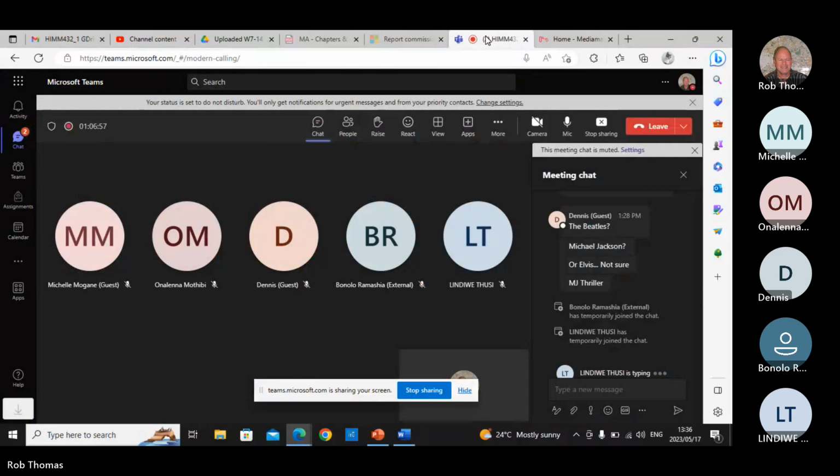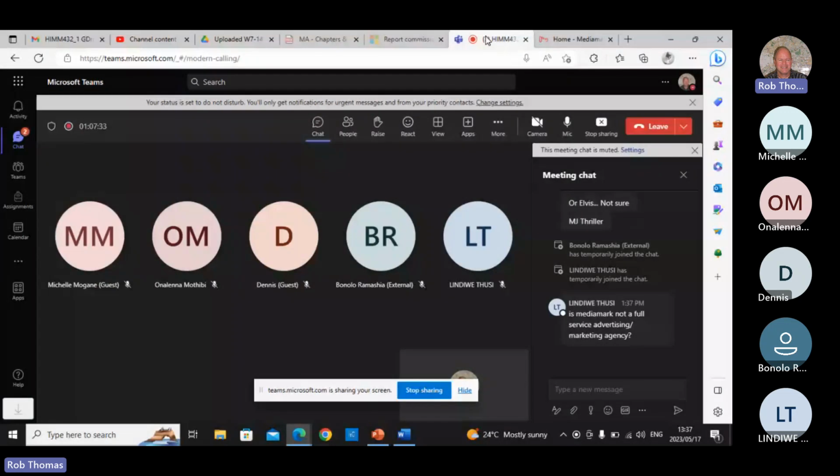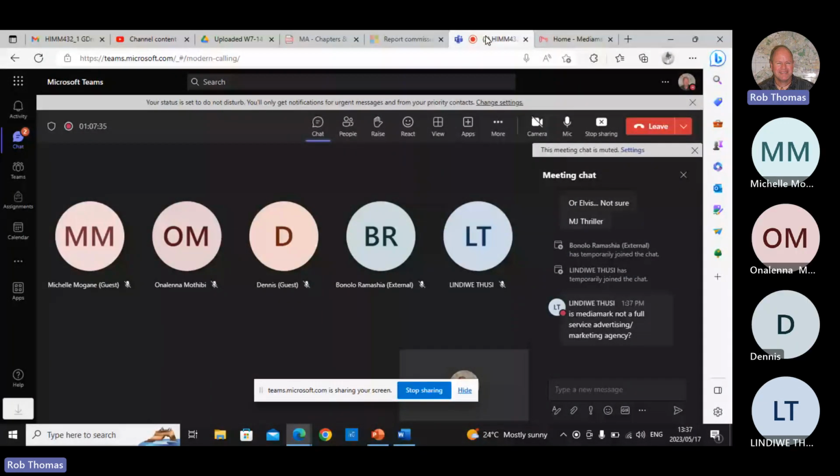Lindiwe is typing. Whilst Lindiwe is typing, I'm going to say over here, this is the question: one can argue that MediaMark has taken on the challenges of new technologies and did not fall into a state of inertia. With the statement as a backdrop, discuss inertia and its sources in the context of MediaMark.